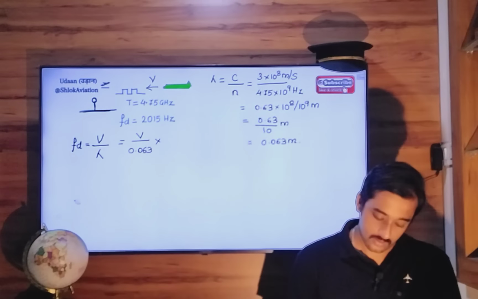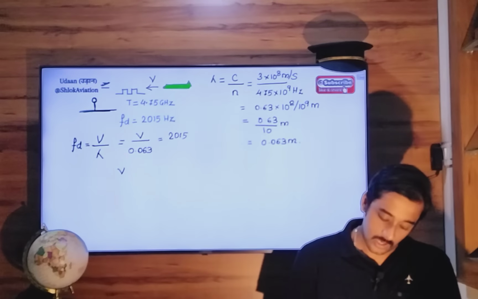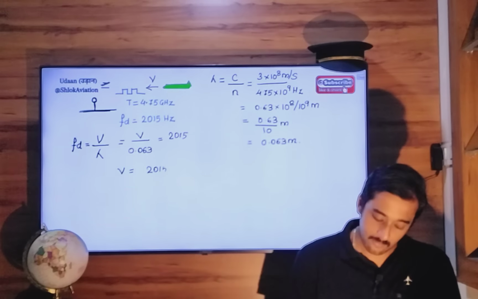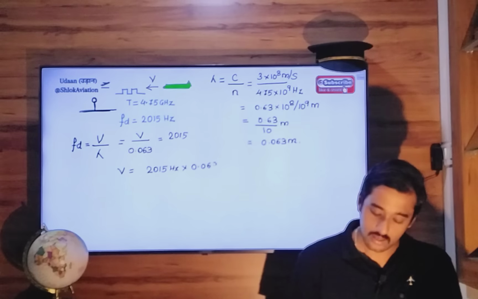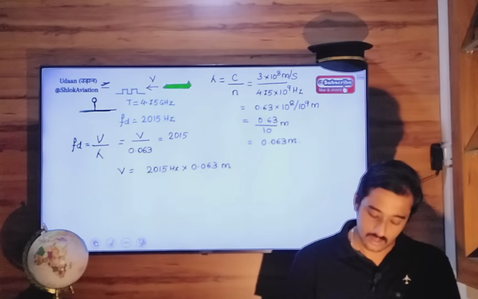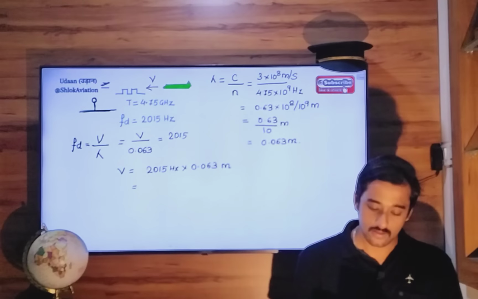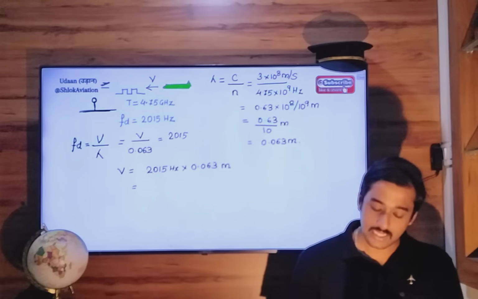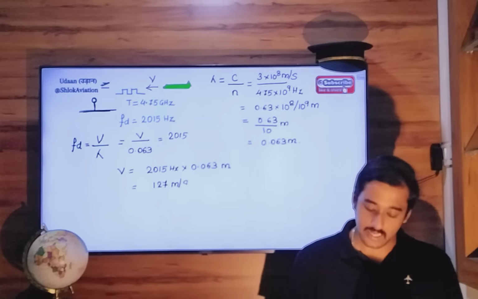So substitute here: velocity divided by 0.063 is equal to 2015 hertz Doppler shift. So velocity is 2015 multiplied by 0.063 meter. So the final answer will be 126.9, that is 127 meter per second.